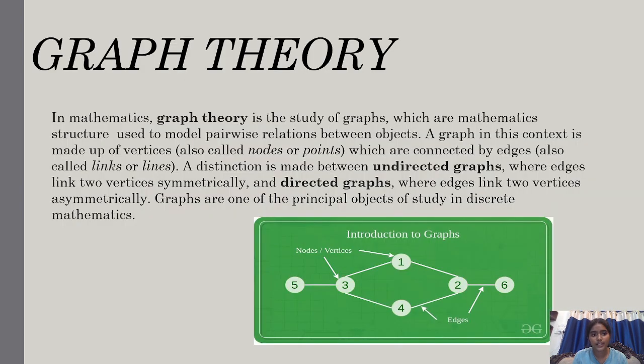So what is graph theory? In mathematics, graph theory is the study of graphs, which are mathematical structures used to model pairwise relations between objects. A graph in this context is made up of vertices, also called nodes or points, which are connected by edges. They are also called links or lines. A distinction is made between undirected graphs, where edges link two vertices symmetrically, and directed graphs, where edges link two vertices asymmetrically. Graphs are one of the principal objects of study in discrete mathematics.